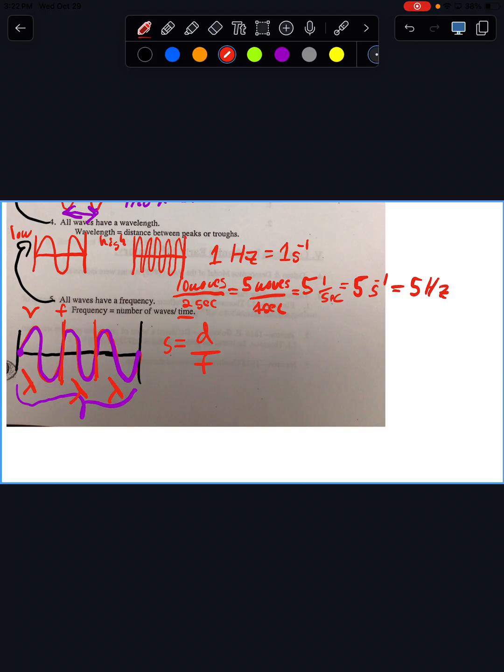So the distance would be equal to the number of waves times the wavelength, divided by the time. Number of waves times the wavelength divided by the time will give you the speed of the wave.